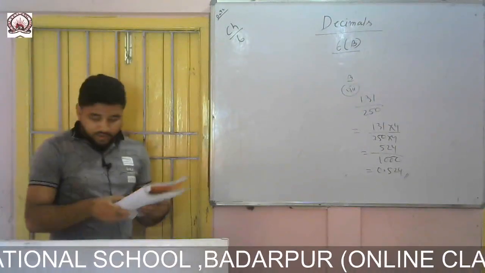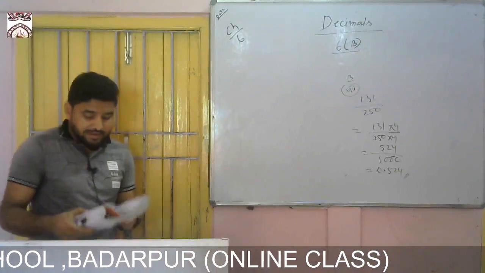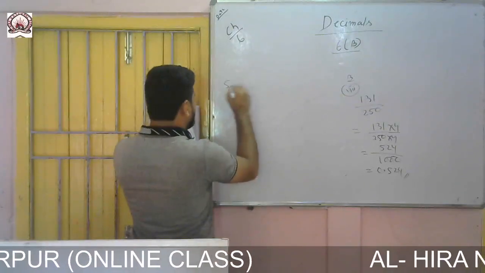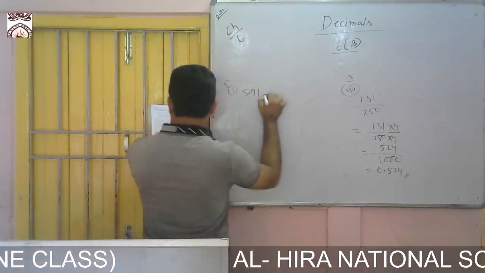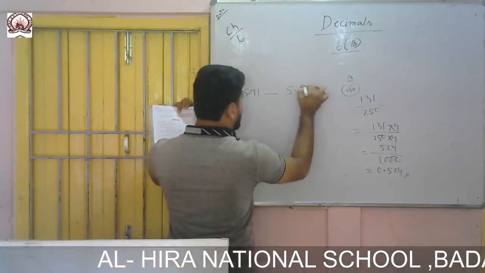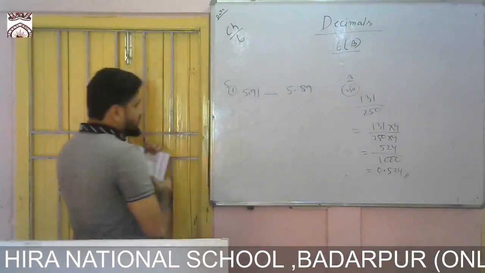You see the question. You have to use the greater or smaller symbol. So question number 5, Roman 1: 5.91 and 5.89. Which one is greater?